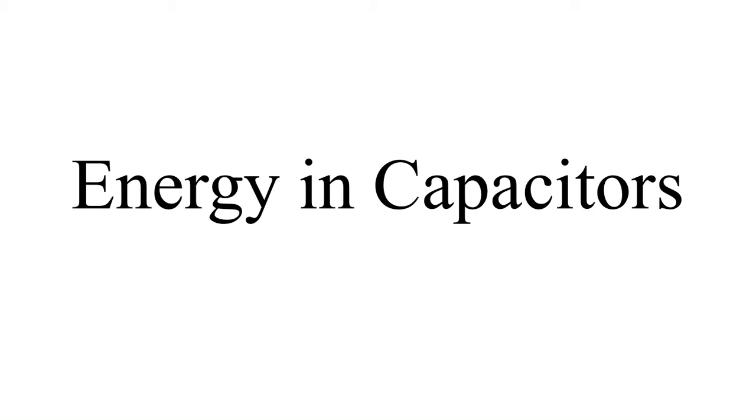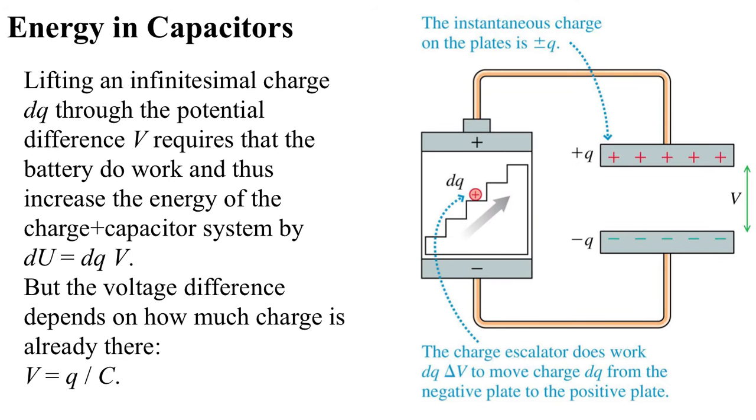Our topic today is energy in capacitors, how energy is stored in the electric field that capacitors have. Lifting an infinitesimal charge dq through a potential difference V requires the battery to do work, and thus increase the energy of the charge and capacitor system by some small amount dU, which is just dq times V. And remember, that's our original definition of what V meant, which was how much energy per unit charge you had.